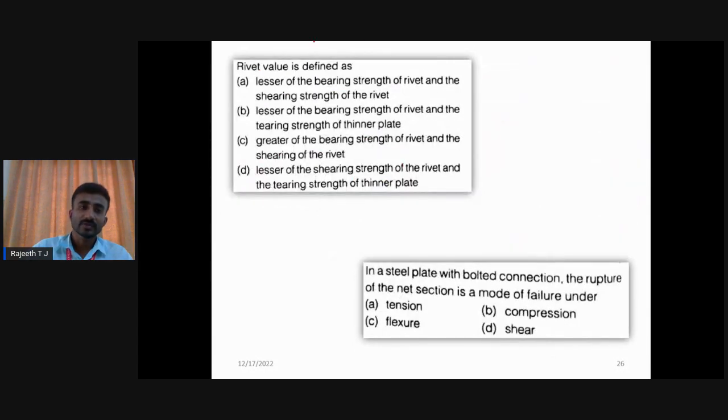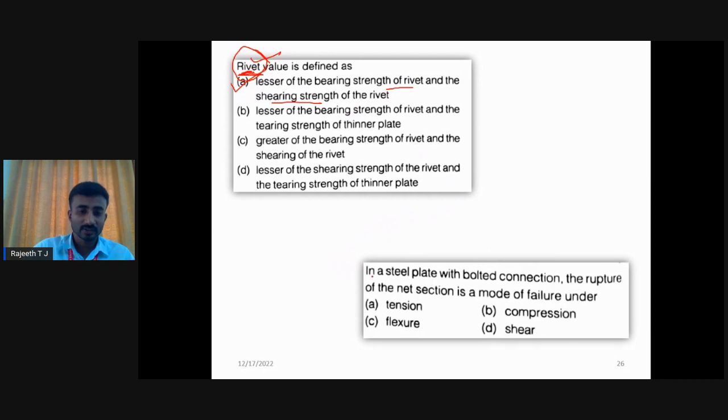If you go to the next question, a rivet value. A rivet is nothing but a type of bolt. Nowadays, people go for rivets only in the case of bridges. For other types of structures, we use bolts. Here, the rivet value or the bolt value, what we discussed in the last session. Bolt value is the least value of the shear strength of the bolt and the bearing strength of the bolt. In a similar way, in the case of a rivet, the least value is of the bearing strength of the rivet and also the shear strength of the rivet. Option A is the correct answer.